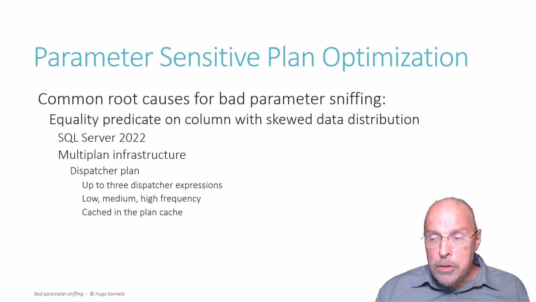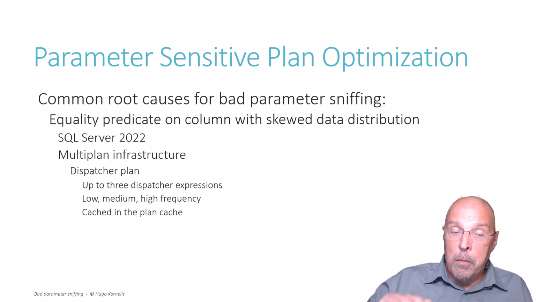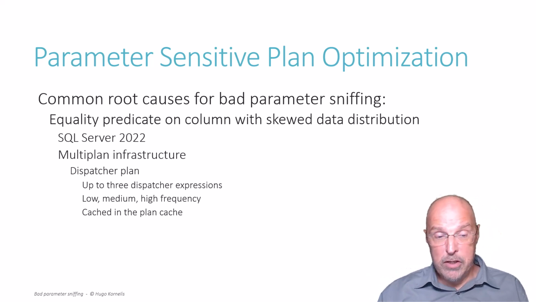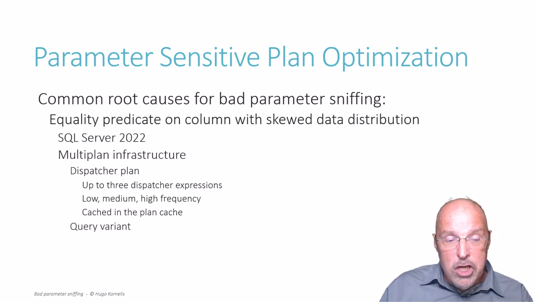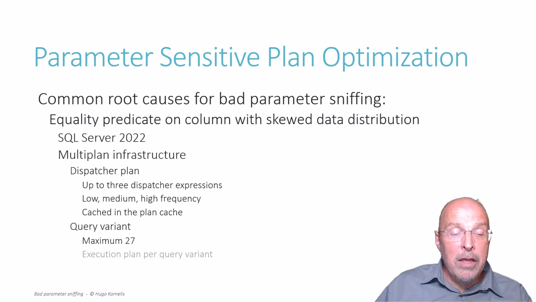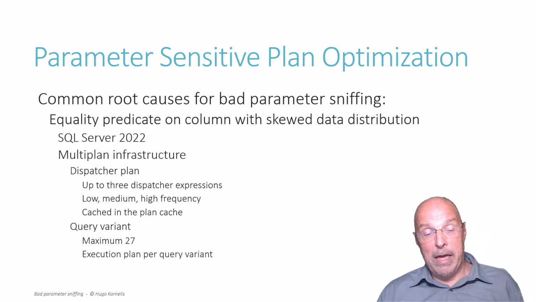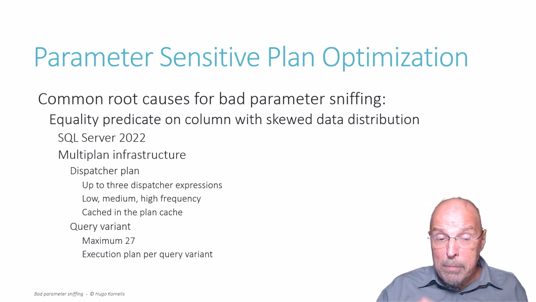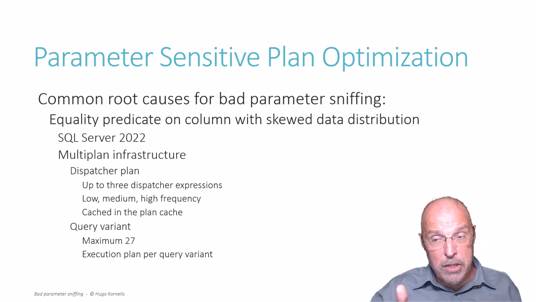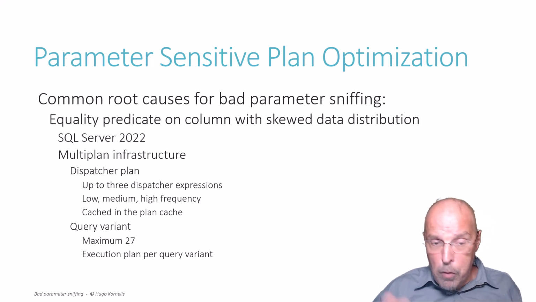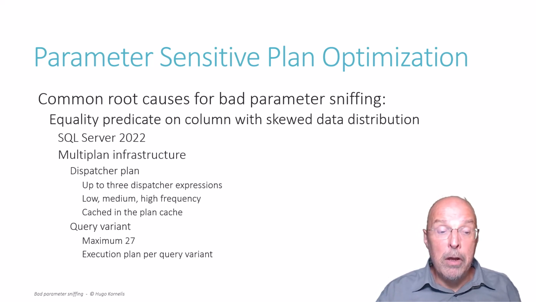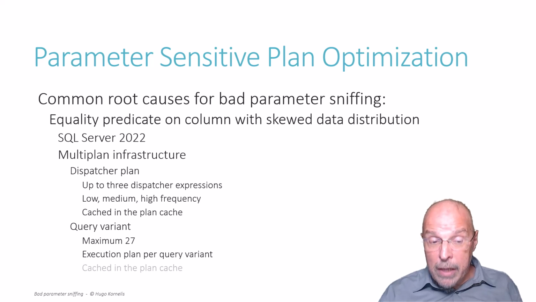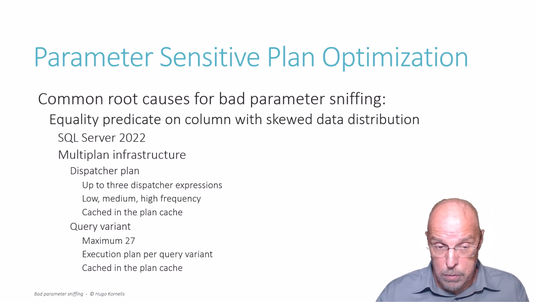Whenever a query runs, like I said, we find the dispatcher plan, we compute whether the relevant dispatcher expressions result in low, medium or high frequency, and that results in a so-called query variant. For each query variant, we then have a separate execution plan. And as it says on the screen, there's a maximum of 27, because you can have 3 dispatcher expressions. Each of those 3 can have low, medium or high frequency. 3 to the power of 3 is 27 possible execution plans. And they all get stored in the plan cache too.